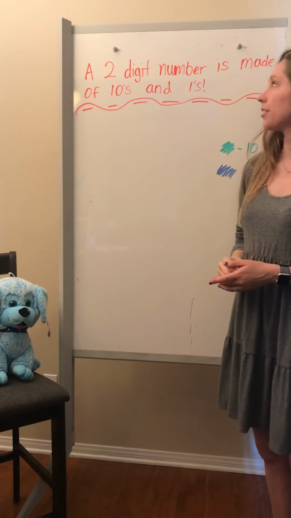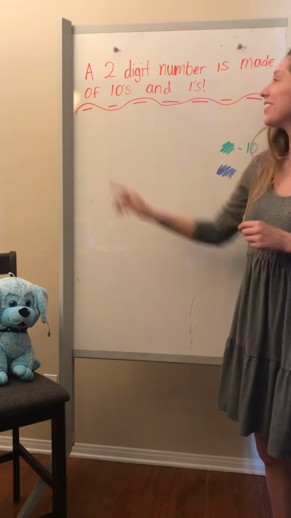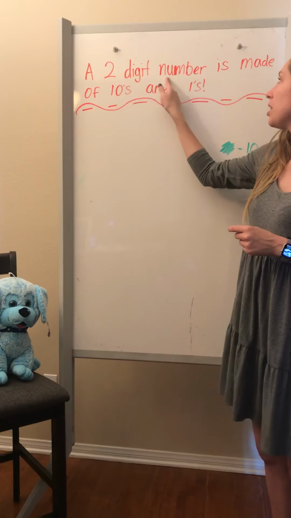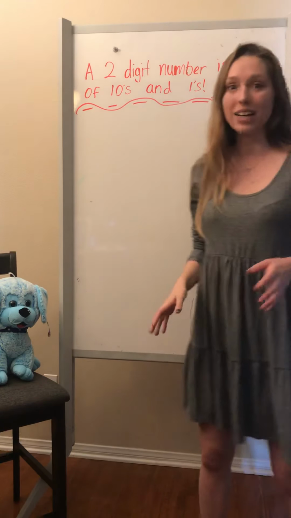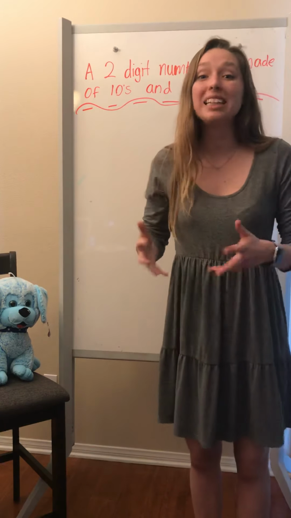Now let's read it together. I want to hear you out loud. Here we go. A two-digit number is made of 10s and 1s. Great. Now we're going to learn about what that really means.